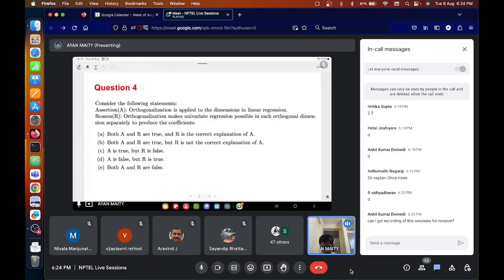So the assertion A and reason R are given, and the options are whether both of these two are true, and whether R is the correct explanation of A or not. These are the 5 options. Both A and R are true and R is the correct explanation of A. Both A and R are true but R is not the correct explanation of A. A is true but R is false. A is false but R is true, and option E is both A and R are false. So you have to find out which of these options is correct.